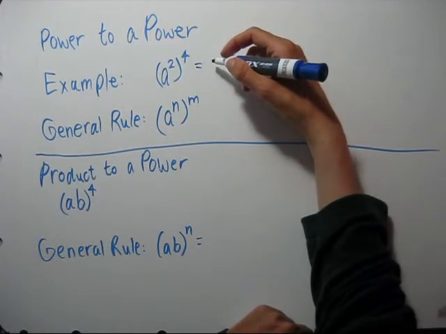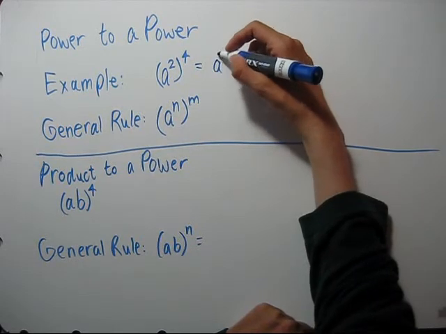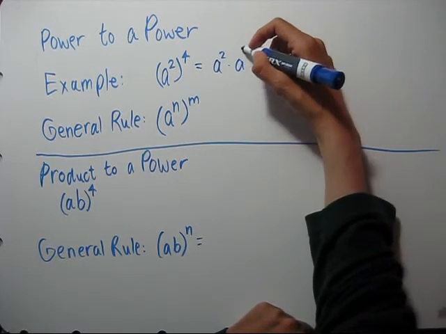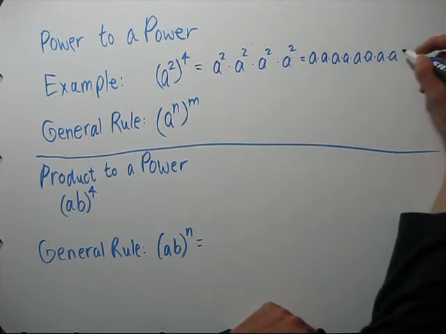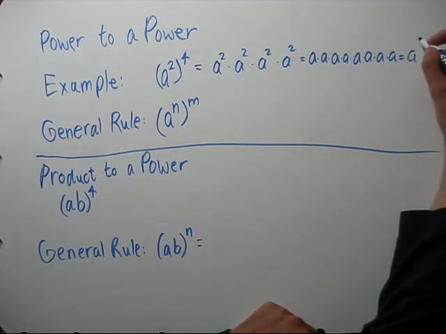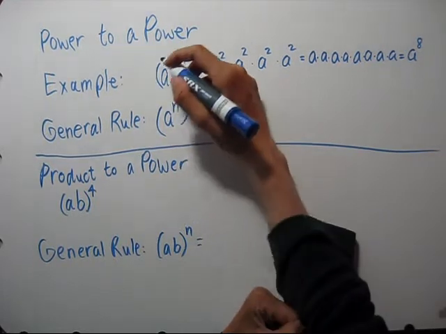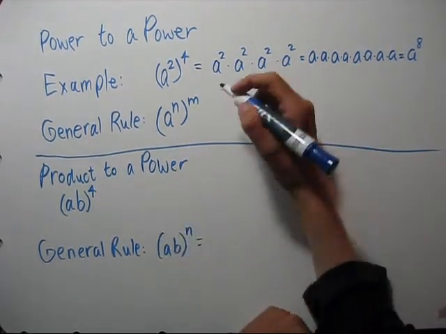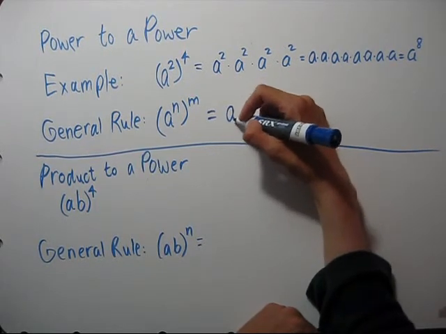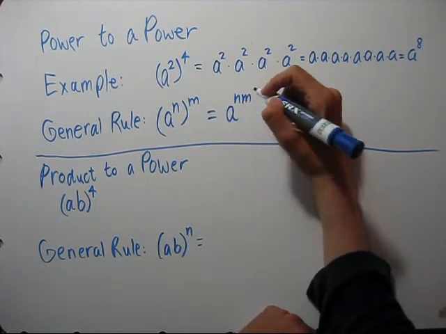Something to the 4th power means you multiply it by itself 4 times. Now, a squared is really a times a. So we have a total of 8 of them. How do you get from 2 and 4 to an 8? You multiply. So this would be a to the nm.